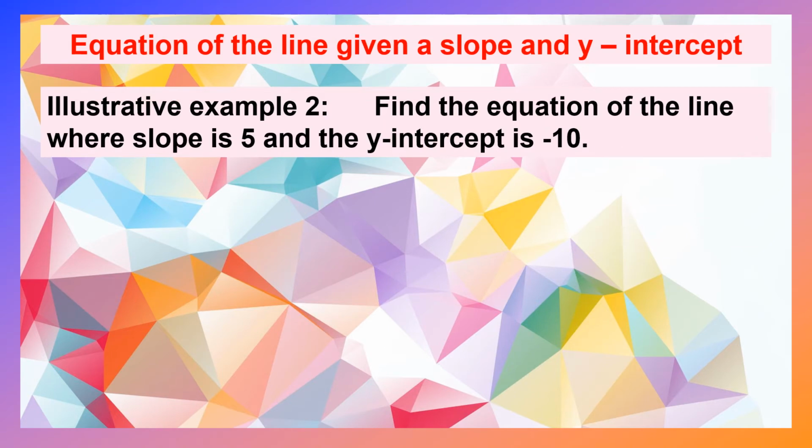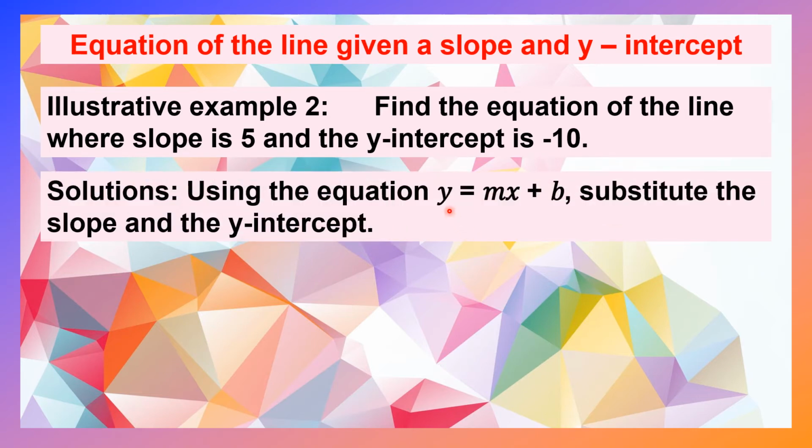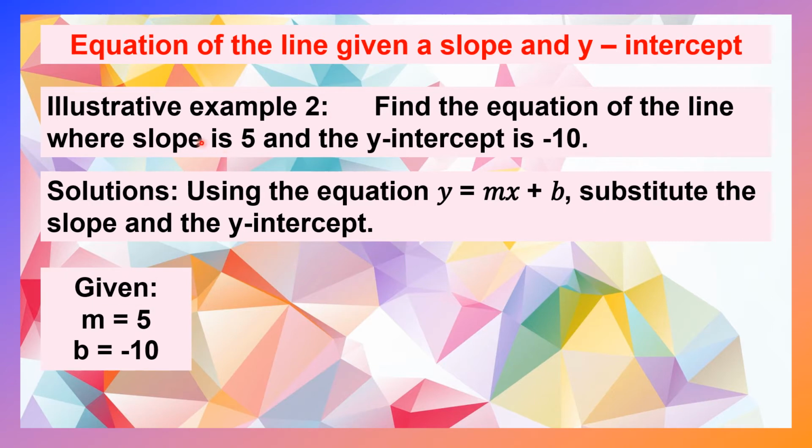Let's have illustrative example number 2. Find the equation of the line where the slope is 5 and the y-intercept is negative 10. So using our slope-intercept form, y equals mx plus b, just substitute the slope and the y-intercept. So yung slope natin or m is 5. And yung y-intercept natin or b is negative 10. So, itong dalawa ay substitute lamang natin sa slope-intercept form na y equals mx plus b.